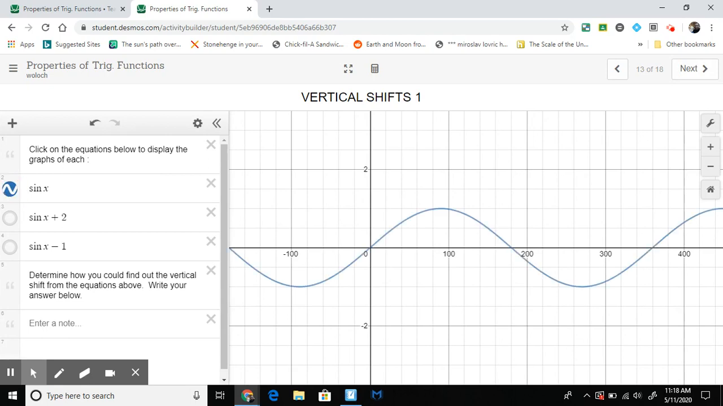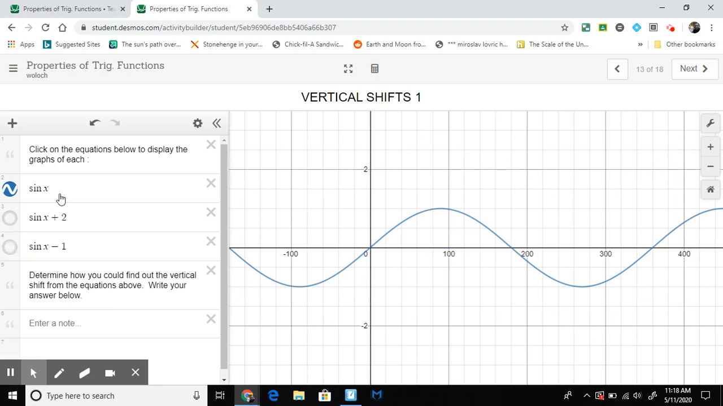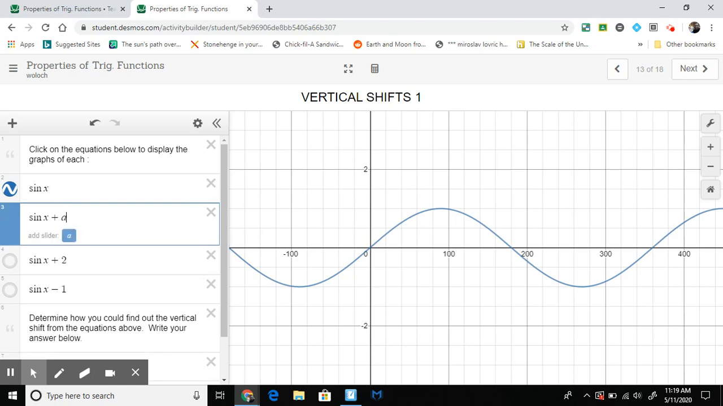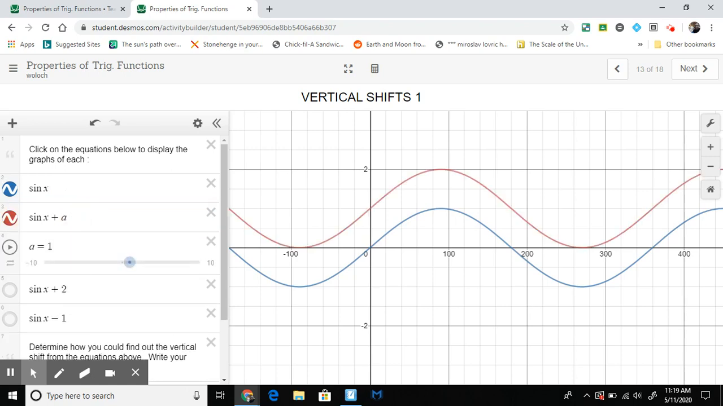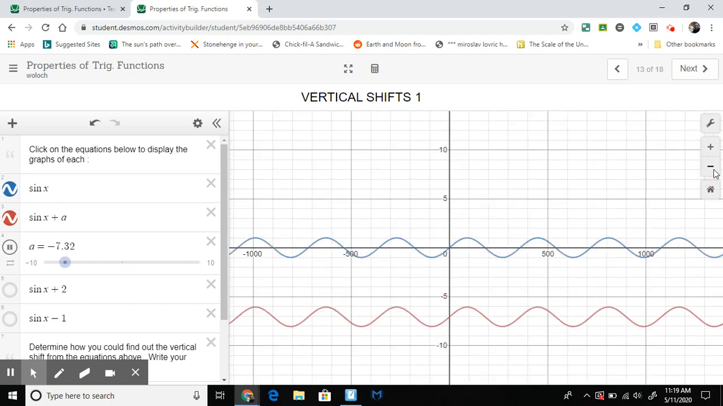And then this one, same deal, vertical shifts up and down. That's going to be +2, that's going to be -1. So I literally take the whole graph and just move it. And again, if you like sliders, I can add a variable here, and then I can hit play, and we can just watch what happens to the graph.